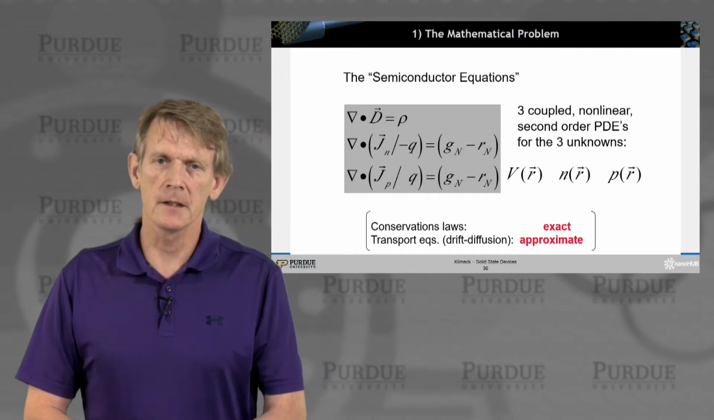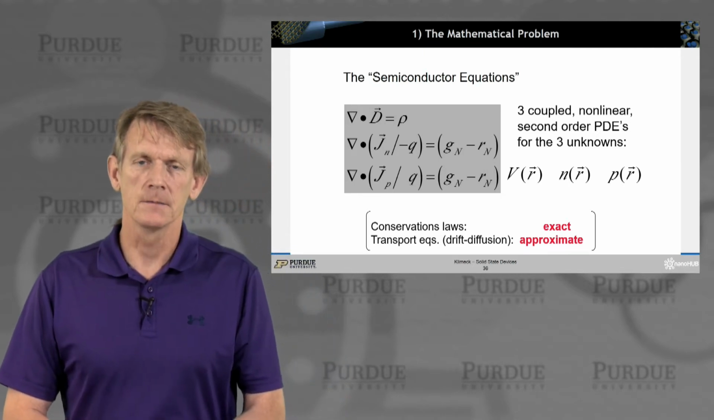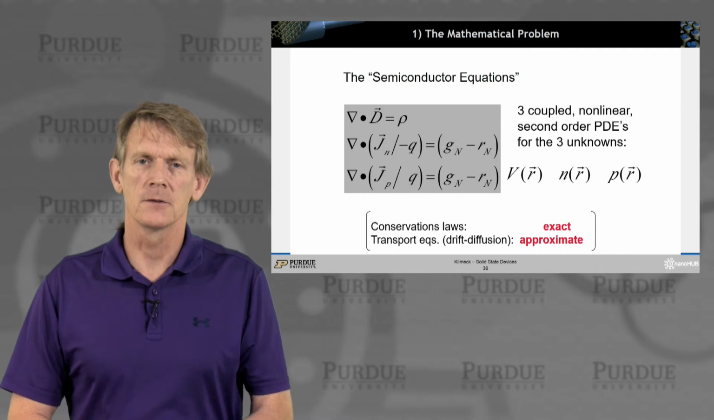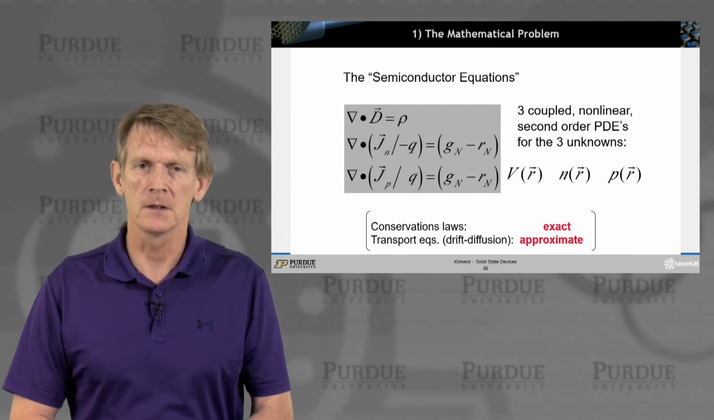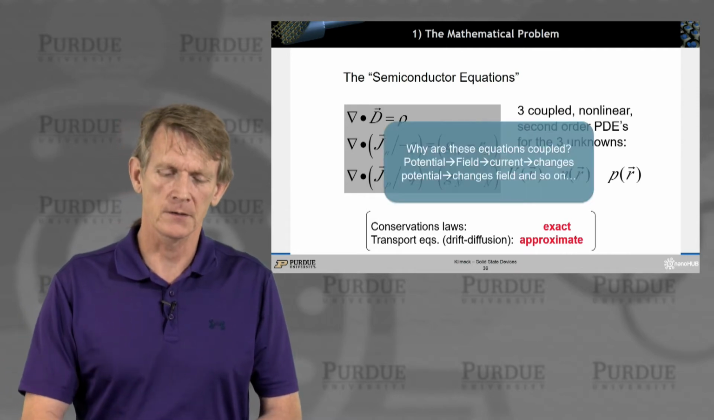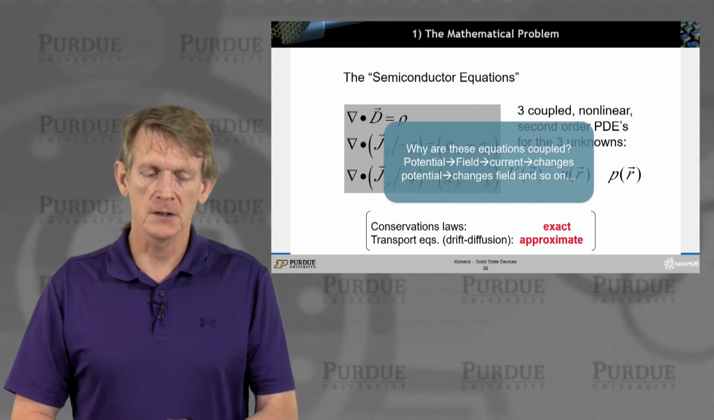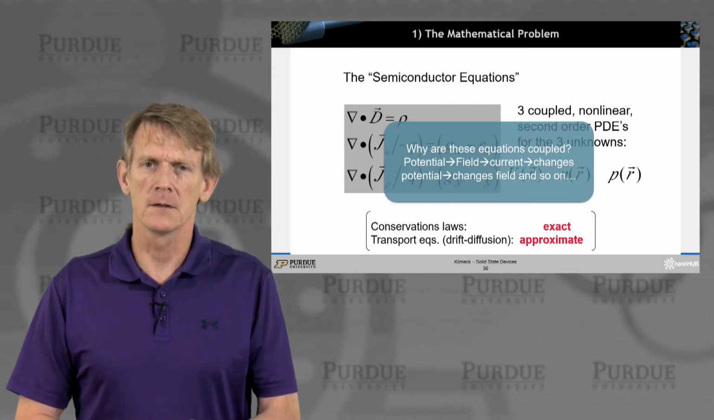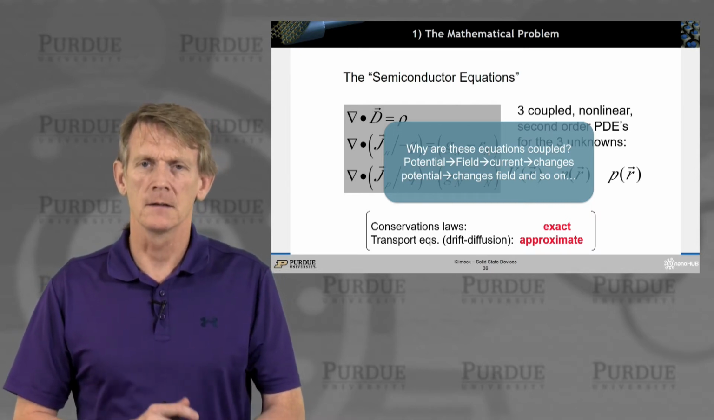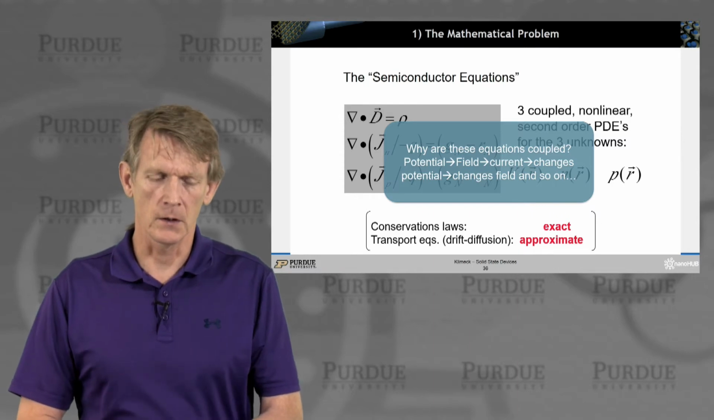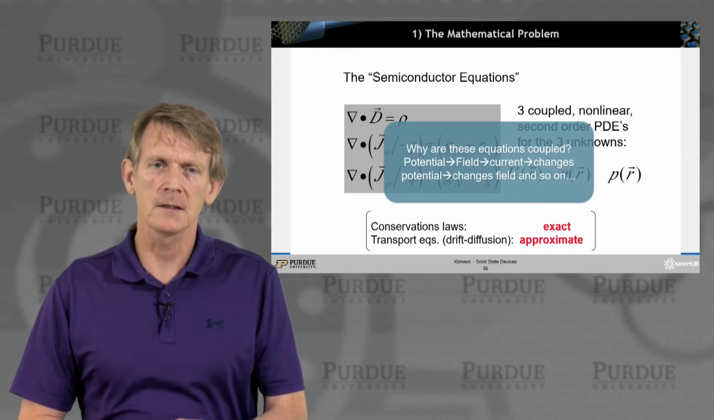Again, I'm repeating here, the conservation laws are exact, but the transport equations, the distribution in this case, is somewhat approximate. Now the question is, why are these equations coupled? And how are they coupled, and so on? But you can think of it that way.